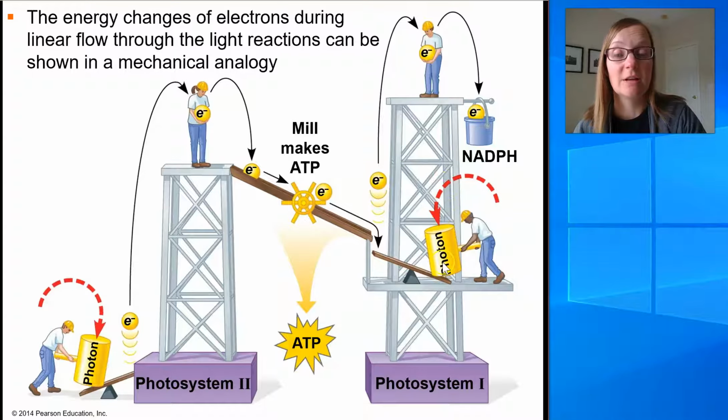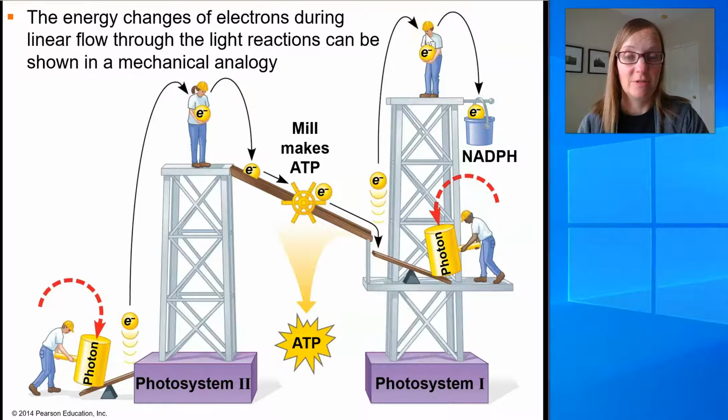So here's a little photon that donates its energy to the electron to boost it all the way up here to the top of photosystem 1. From here, the construction worker will take that electron along with the energy that it's absorbed and give it to the electron carrier NADP+ to make NADPH, essentially dropping the electron in the NADPH bucket.